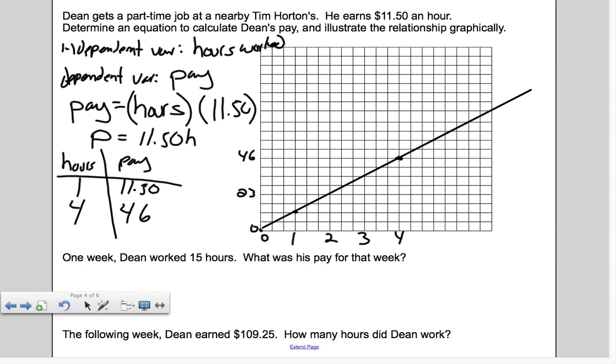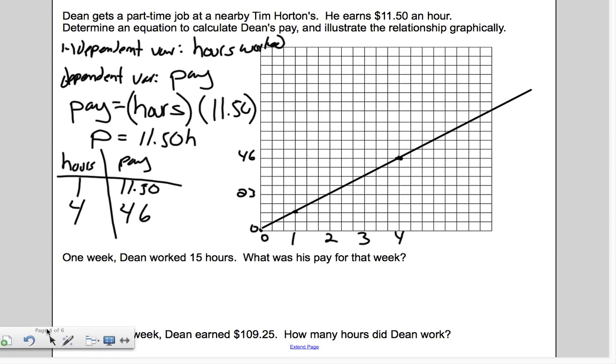Okay, on this graph we could actually read, if Dean worked 3 hours, how much money is he going to get paid? It's going to be right there. We can see that at 3 hours, he's going to get paid that much. And how much is that? Looks like only 34.50.